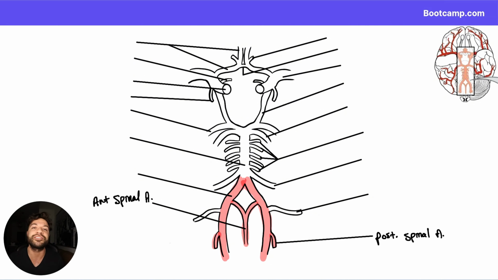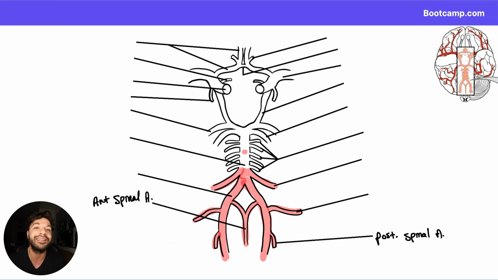And like the name would suggest, they're going to supply the posterior and the anterior aspects of the spinal cord as it descends down. We also have these branches right here. And right before, or right as, those two vertebral arteries merge to form this artery, they give off these two branches. So these branches down here, well, these are going to be our posterior inferior cerebellar arteries. And these arteries up here are going to be our anterior inferior cerebellar arteries.